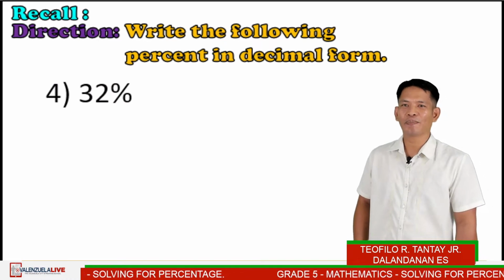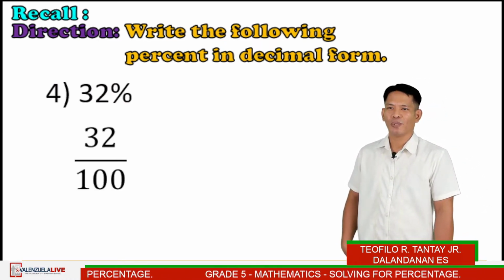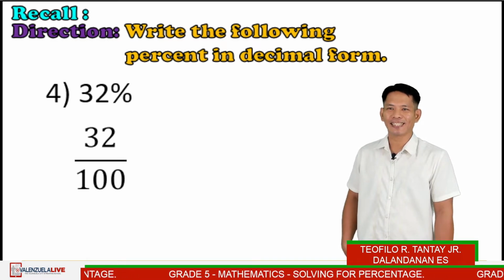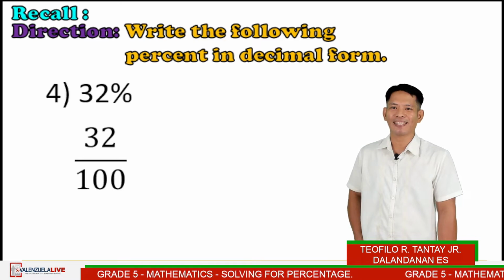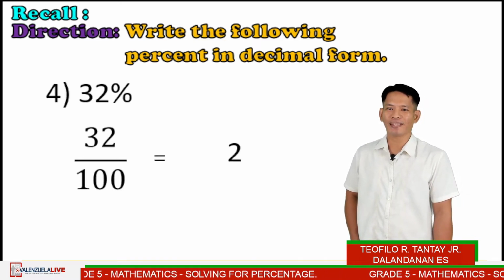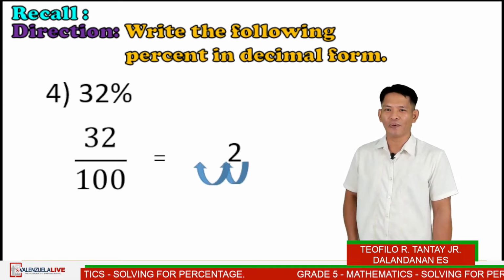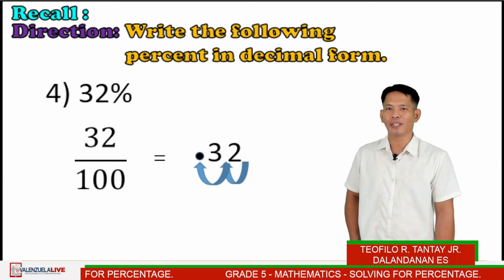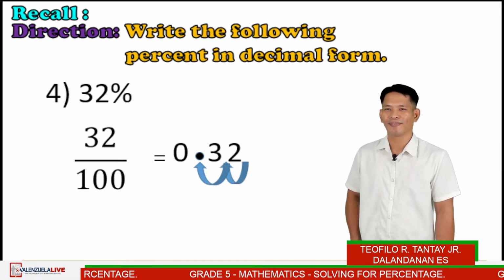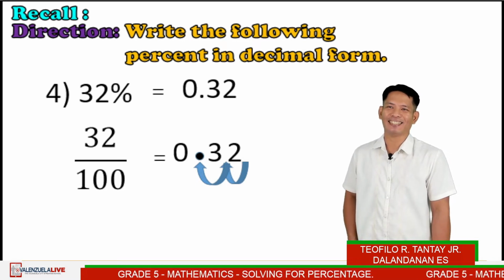How about the next one, number 4? What is 32% in decimal form? We can write 32% as 32 over 100. If we divide 32 by 100, we need to move the decimal point 2 places to the left. Therefore, 32% can be written as 0.32 or simply 32 hundredths.